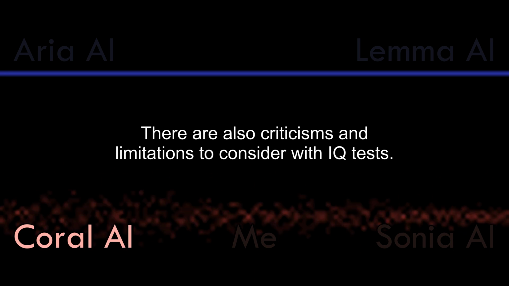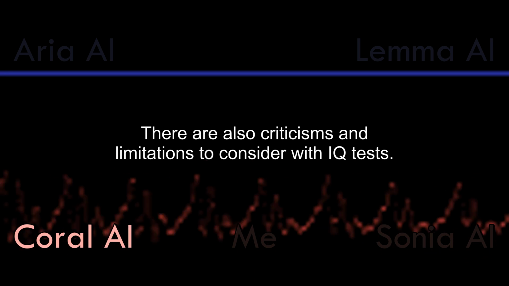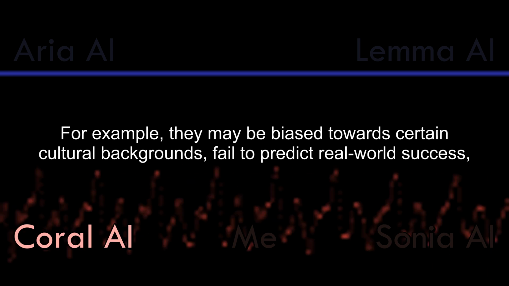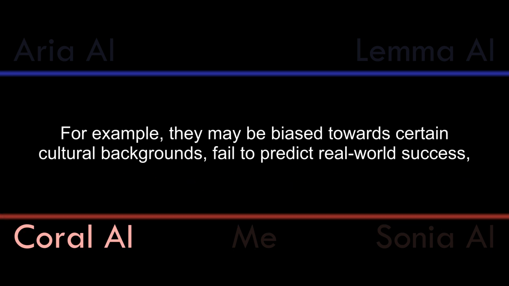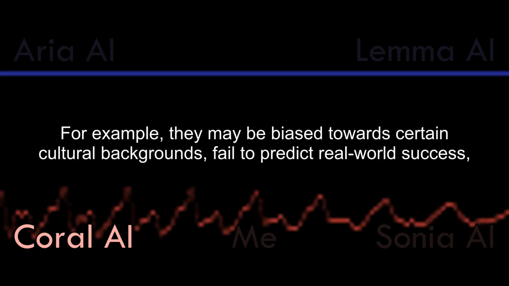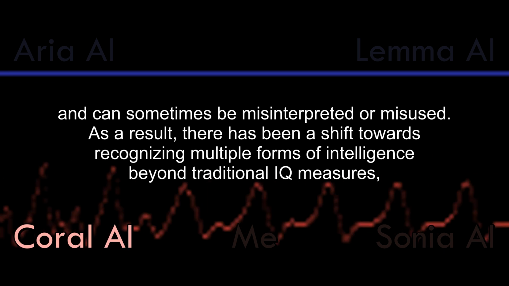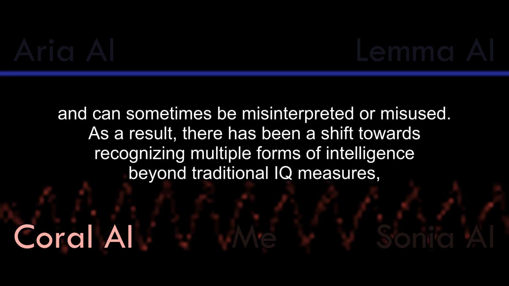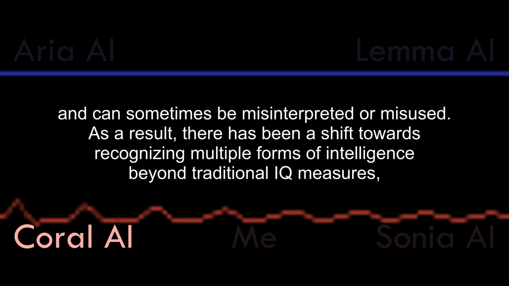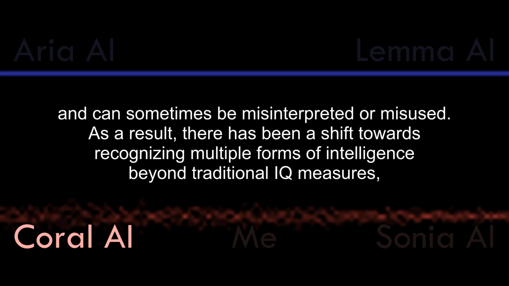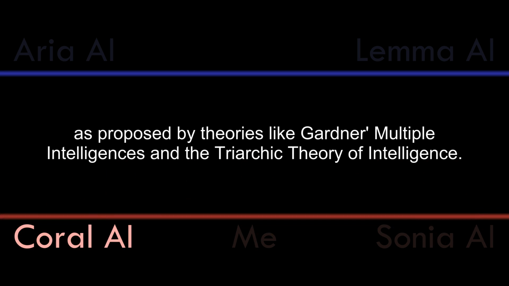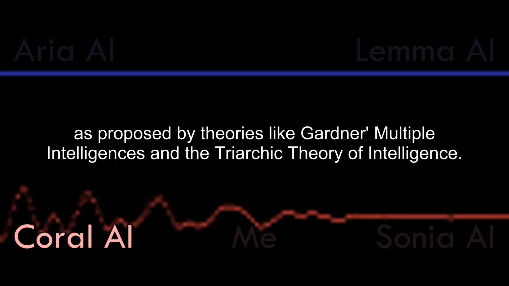There are also criticisms and limitations to consider with IQ tests. For example, they may be biased towards certain cultural backgrounds, fail to predict real-world success, and can sometimes be misinterpreted or misused. As a result, there has been a shift towards recognizing multiple forms of intelligence beyond traditional IQ measures, as proposed by theories like Gardner's multiple intelligences and the triarchic theory of intelligence.